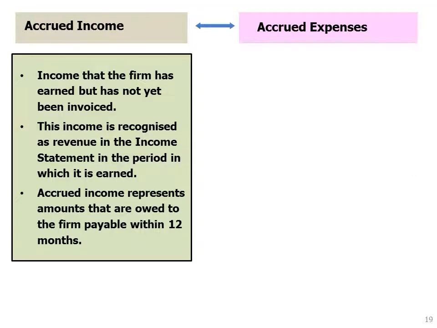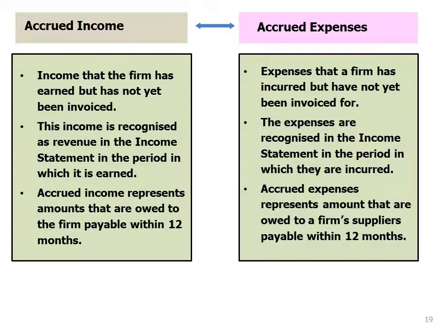So, accrued income is income that the firm has earned but has not yet invoiced. This income is recognised as revenue in the income statement of the period in which it's earned. Accrued income represents the amount that's owed to the firm payable within 12 months. And accrued expenses at the customer are expenses that a firm has incurred but have not yet been invoiced for. The expenses are recognised in the income statements in the period in which they are incurred. Accrued expenses represent amounts that are owed to a firm's suppliers and are payable within 12 months.